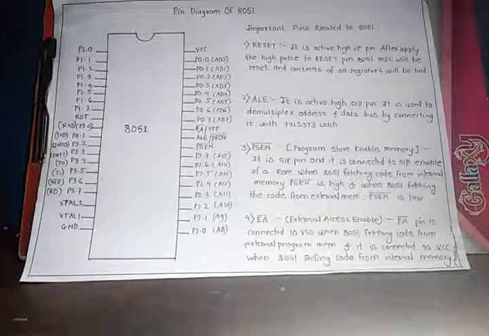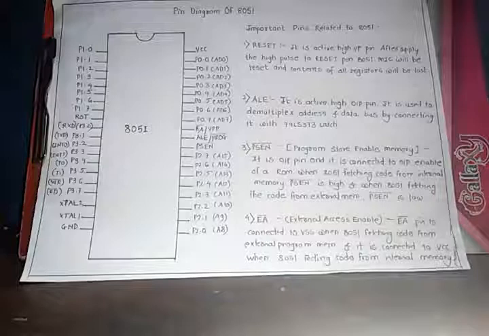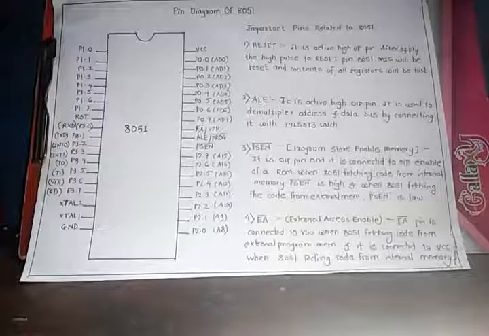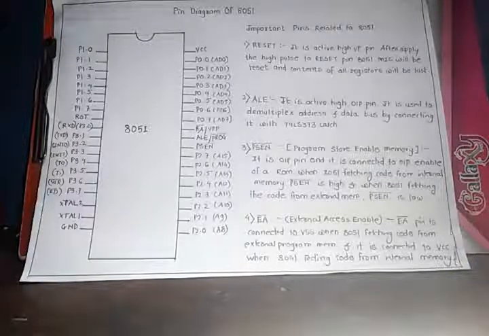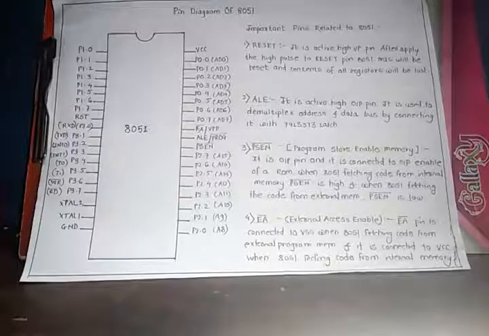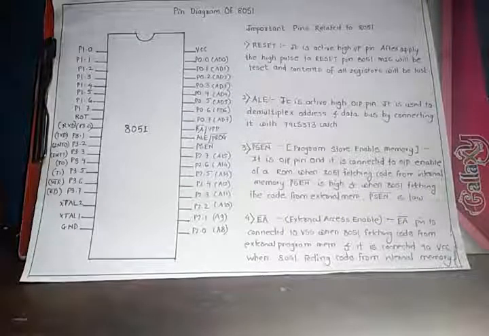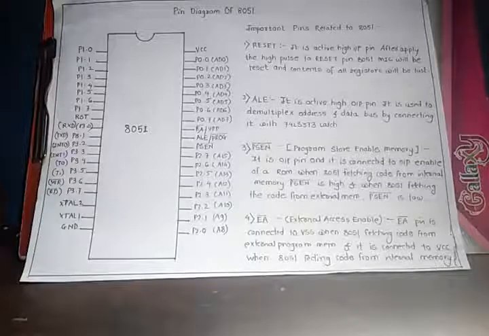So, the 8051 microcontroller consists of four 8-bit input-output ports, that is port 0, port 1, port 2 and port 3. Port 0 is an 8-bit port. It is used as an input-output port or a bidirectional port, and port 0 is also used as AD0 to AD7. That means it provides both address and data. It needs an external pull-up resistor because it does not have internal pull-up resistors.